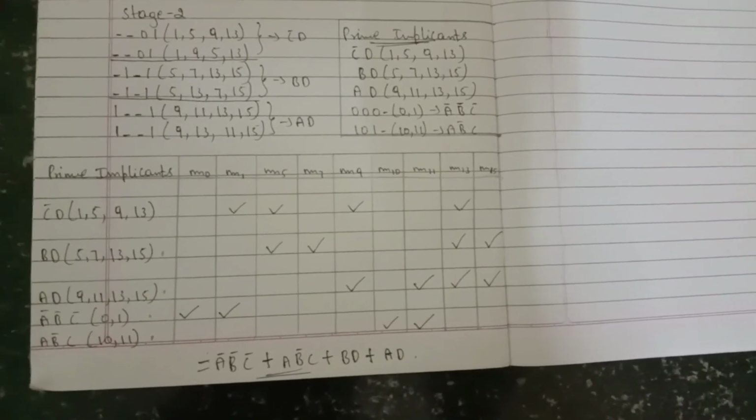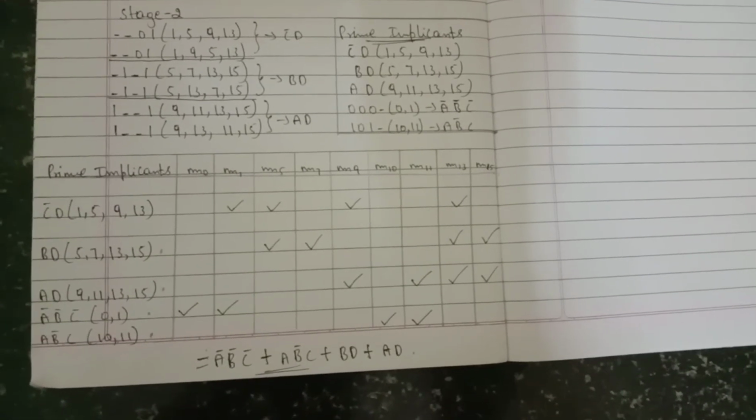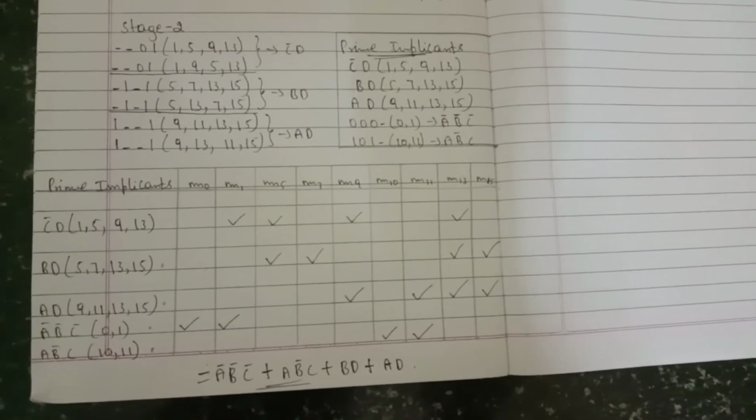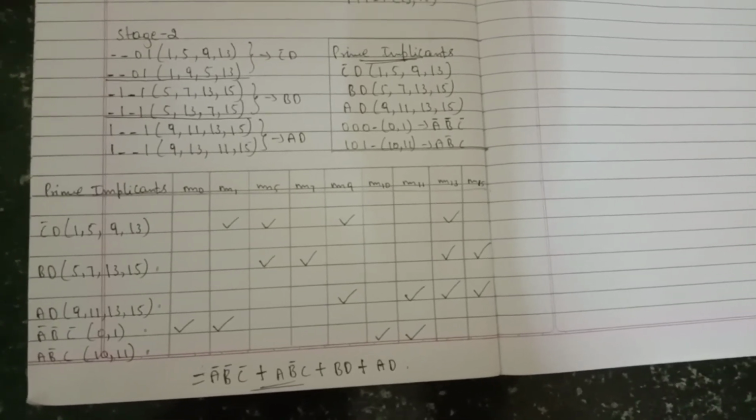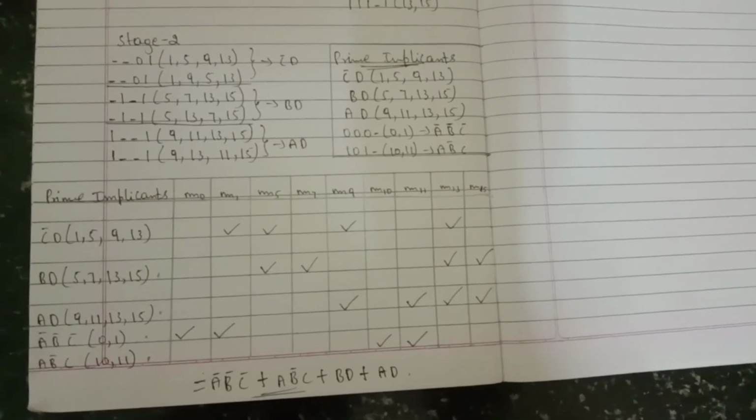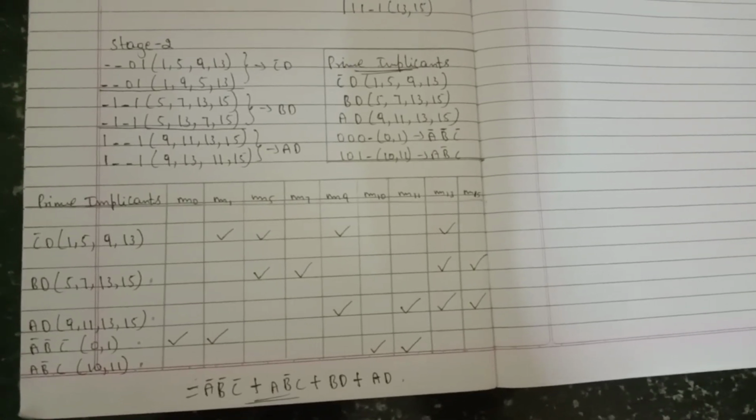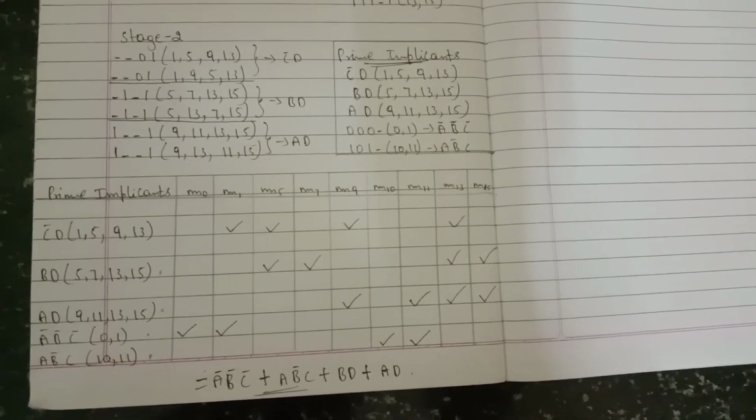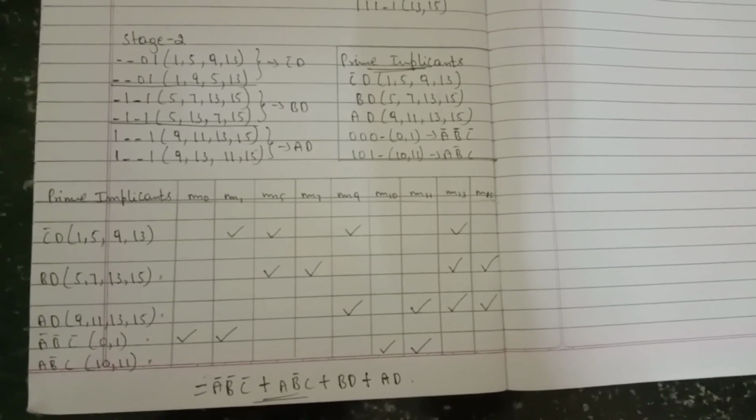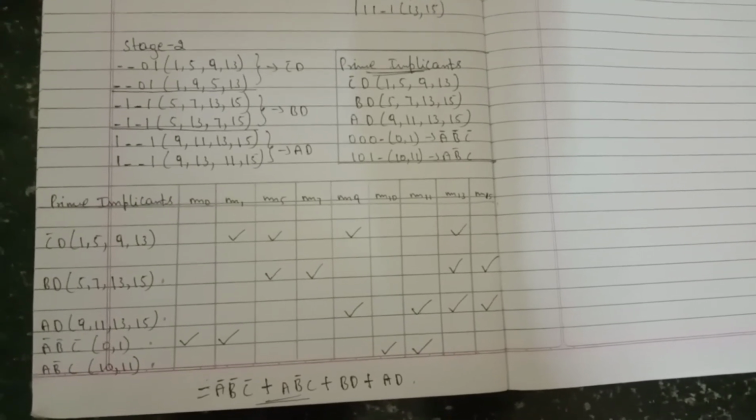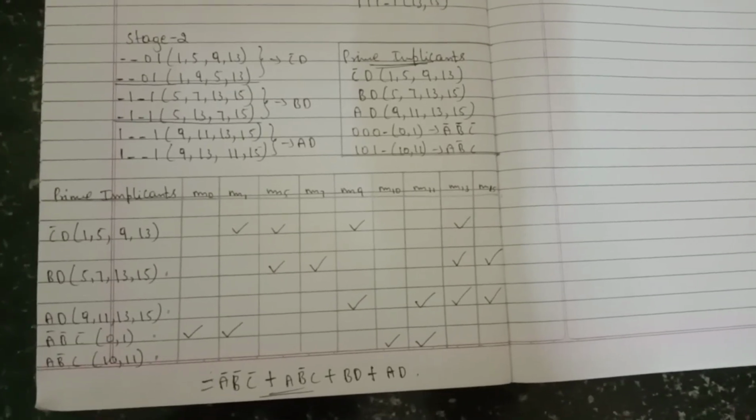And in the M5 column, C bar D and BD. We already wrote BD, so no need to write C bar D. And in the M9 column, AD and C bar D. So we already wrote AD. In the M11 column, AD and A, B bar, C. We wrote both AD and A, B bar, C. In the M15 column, BD and AD. We already wrote both BD and AD.